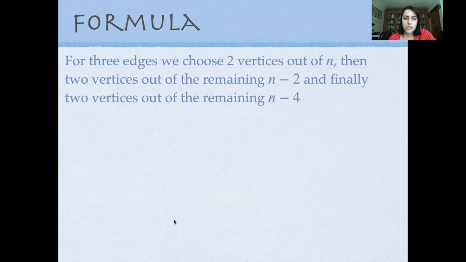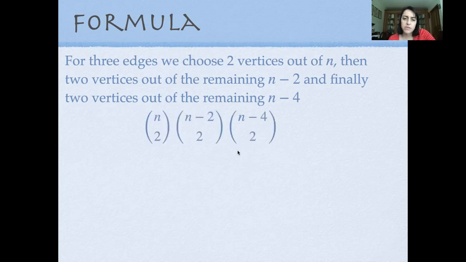If we construct a matching with 3 edges, we have to choose 2 out of the n vertices we have, but then we have to choose 2 out of the remaining n minus 2, and finally 2 vertices out of the remaining n minus 4. So we have this number of possibilities. But as before, if we choose these 3 edges, for example, first this one, then this one, and finally this one, that would be the same as if we choose the same edges, but in another way.